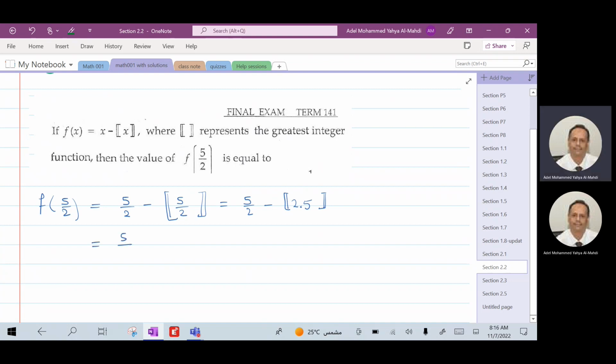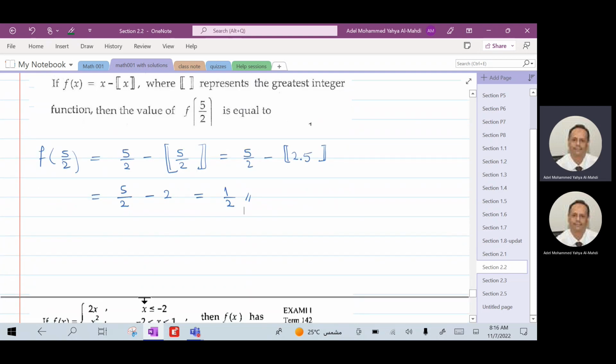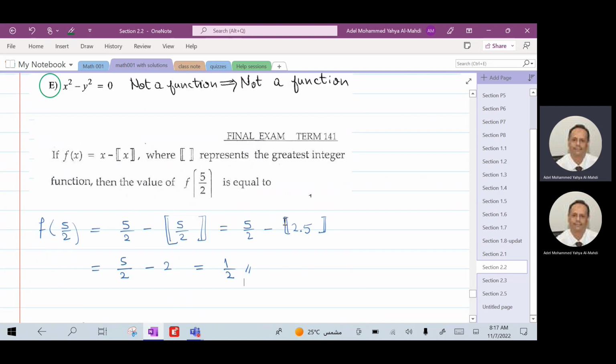And it is going to be what? 5 over 2 minus, what is the greatest integer of 2.5? It is 2. Then 5 over 2 is 2 and a half, minus 2. So the answer is half. This is the last question of these types. So this section is too short.